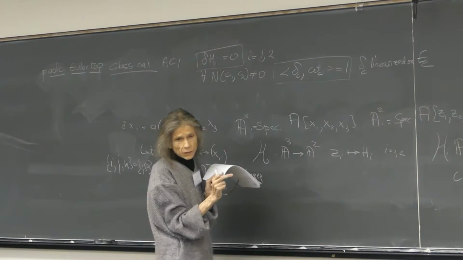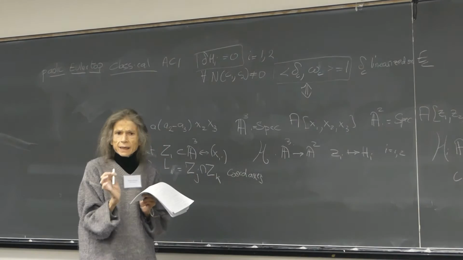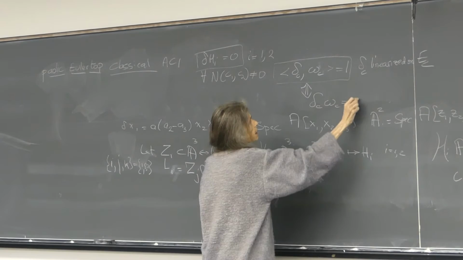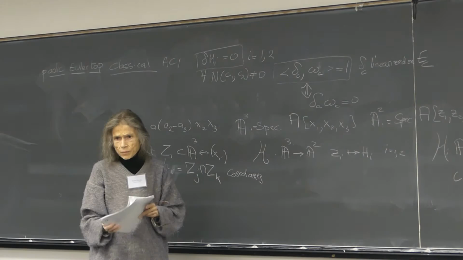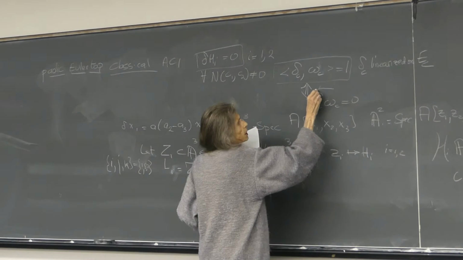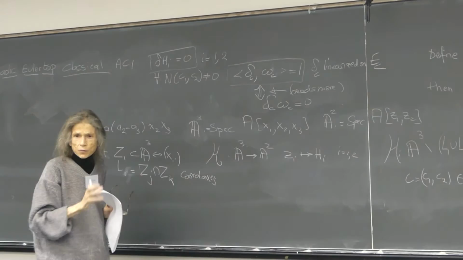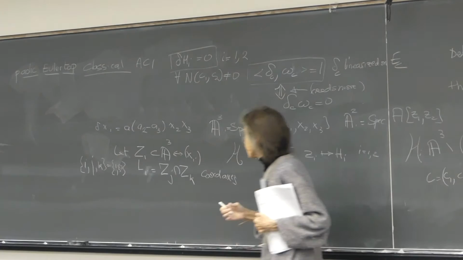And I'll omit a little bit of details, okay? I'll just say what the idea is. The equivalent condition is del C omega C is 0, where this is the derivative along the vector field. Okay? So this is a little bit result.